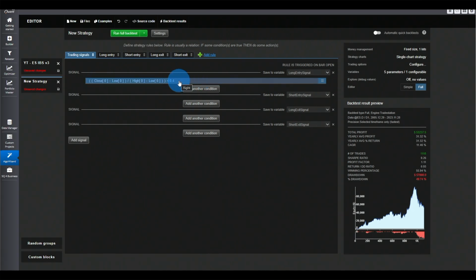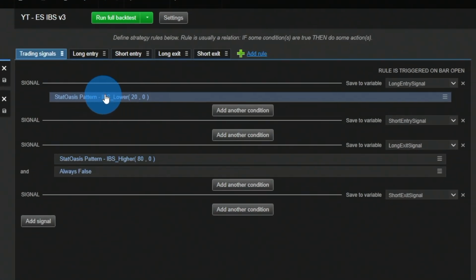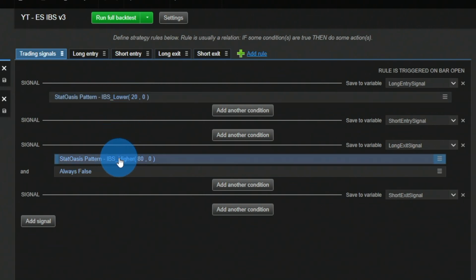Now, this line takes a while to build, and also we cannot customize it easily. So in order to build strategies optimized, we need to build a custom block, and that is what I did. So I have two custom blocks here. One is where the equation is lower than a value, and the other one is where the equation is higher than a value.